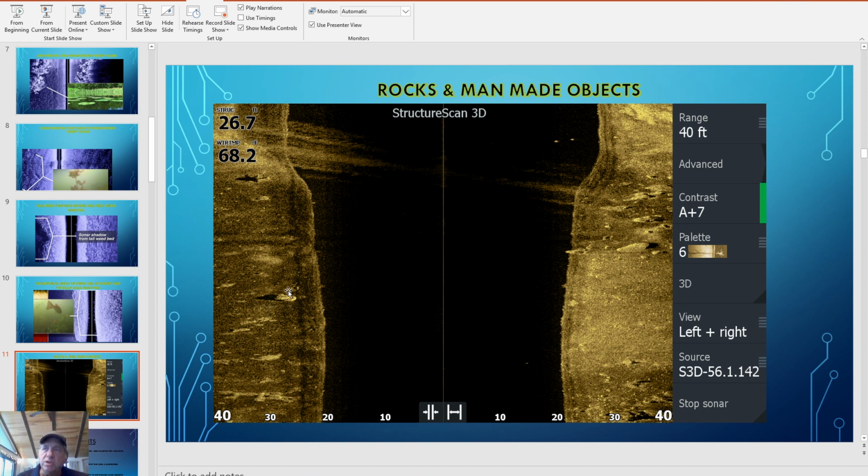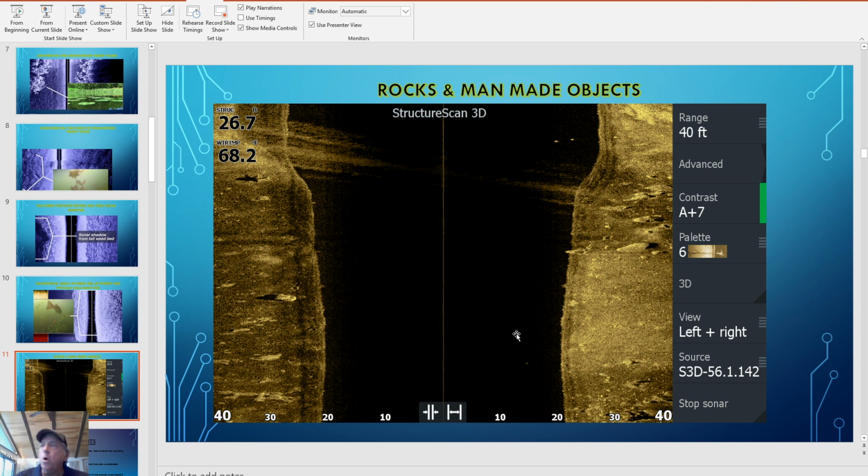But when you start looking at objects that are right here on the bottom, pay attention to those sonar shadows, because not only does this image tell you that that rock is bigger than a lot of the other ones, the shadow tells you a lot about it too, in relation to its physical size.